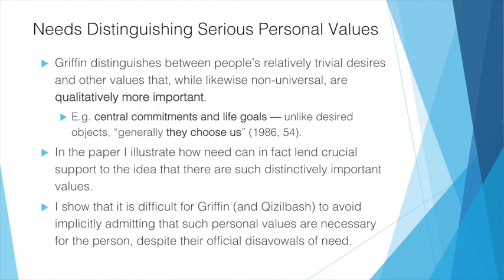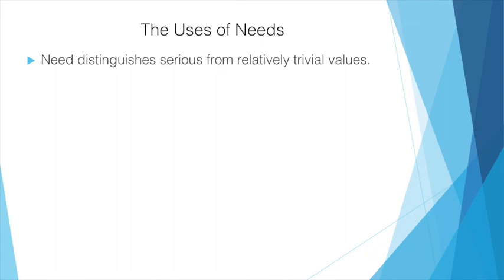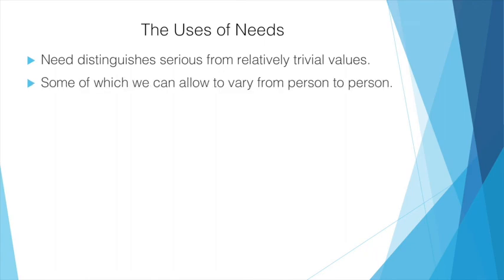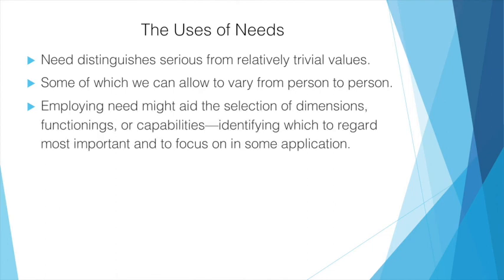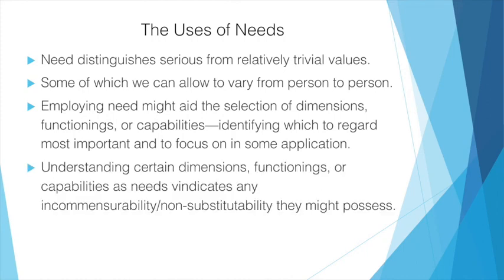As just mentioned, need distinguishes serious from relatively trivial values. Some of these we can allow to vary from person to person. Employing need can aid the selection of dimensions, functionings, or capabilities. That is, help to identify which aspects of advantage or well-being to regard as most important and to focus upon in some application. Need can also help us to explain why certain dimensions, functionings, or capabilities can be incommensurable or non-substitutable by each other and by other goods.